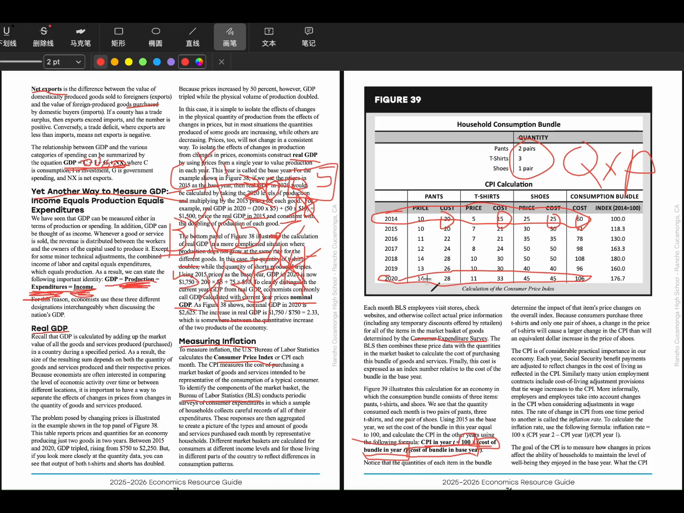So we do the multiplication, find the cost of the pants, the t-shirts, and the shoes, and we arrive at this number, 106. So now we find the current year cost for the same bundle of goods, 106 divided by 60. That gives us this number right over here, 176.7, after you multiply this by 100. So that's how you use the CPI. It's a bundle of goods that households are likely to buy in a year.